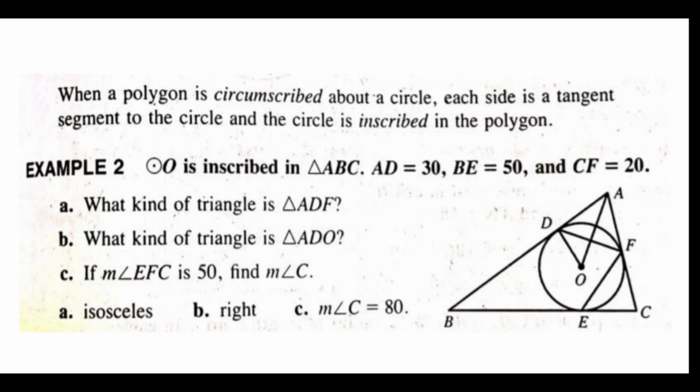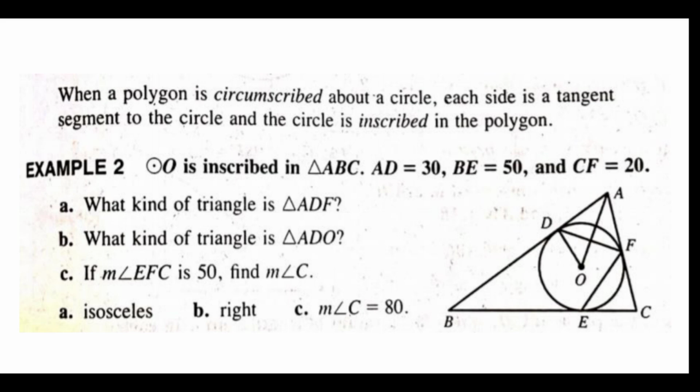Now, moving forward, when a polygon is circumscribed about a circle, circumscribe in terms of geometry means to draw a figure around another, touching it at points but not cutting it. Each side is a tangent segment to the circle, and the circle is inscribed. Inscribed means to draw a figure within another so that their boundaries touch but do not intersect.